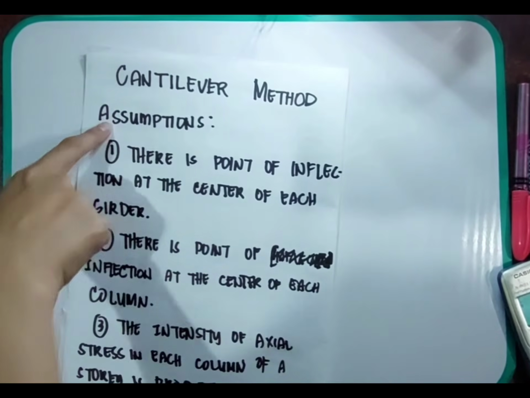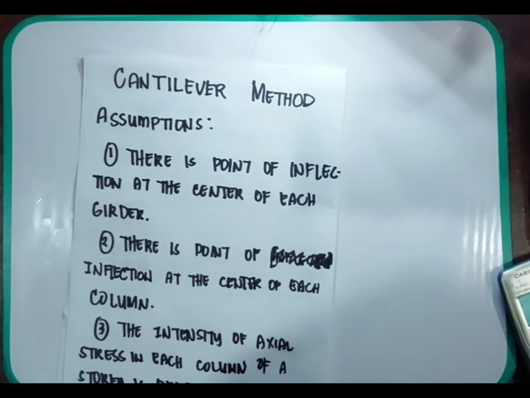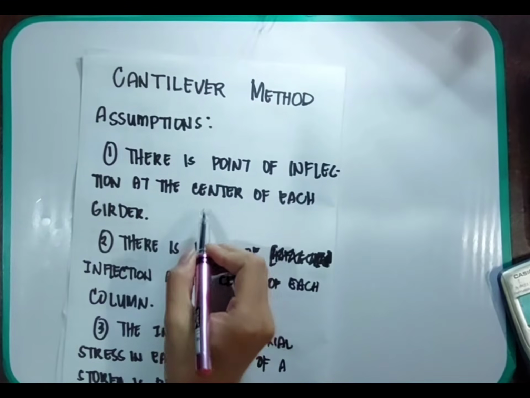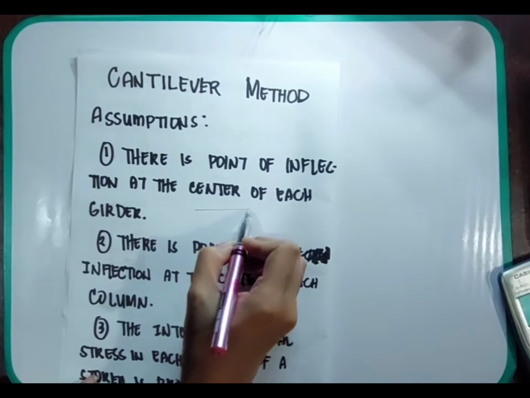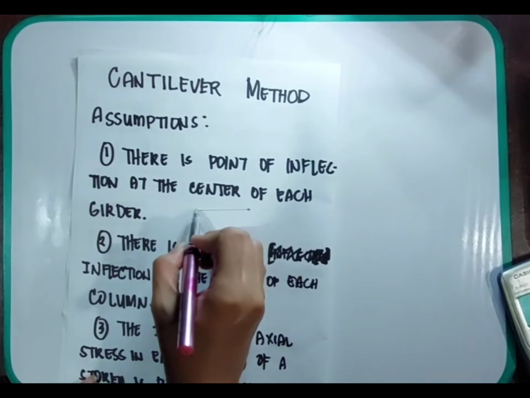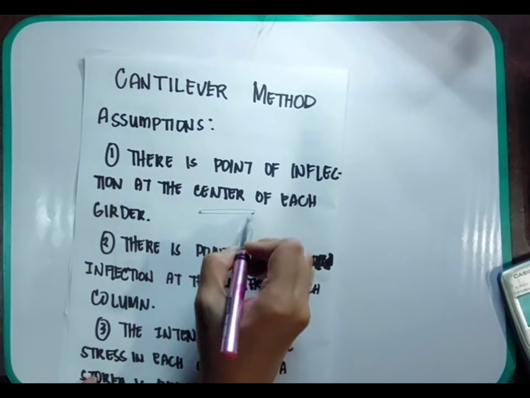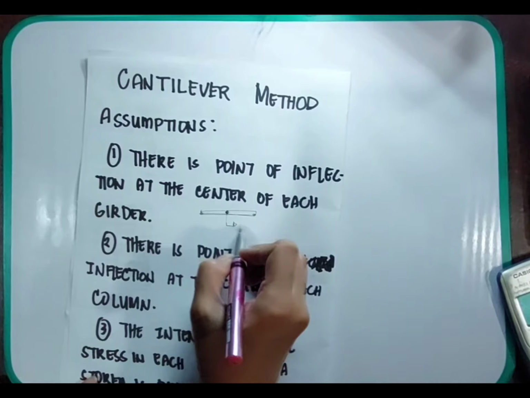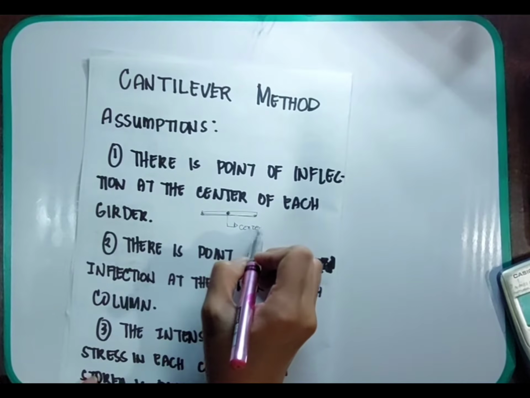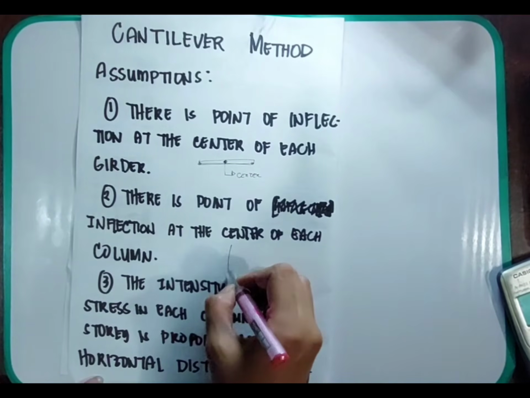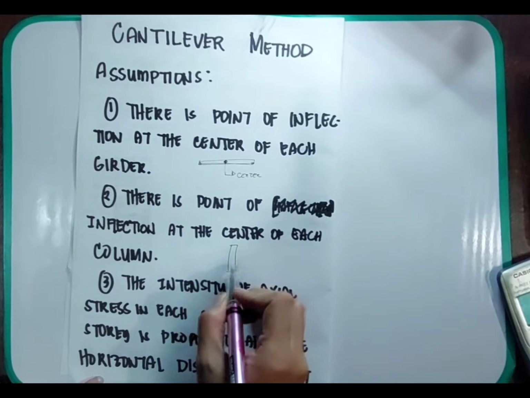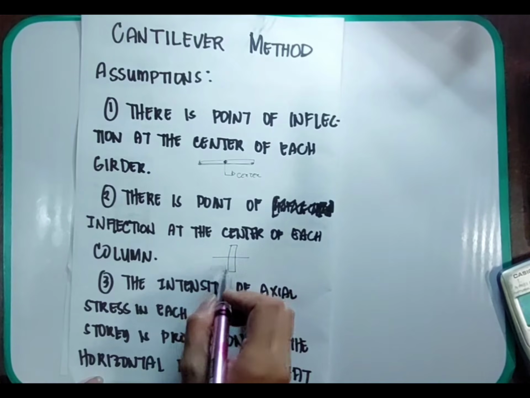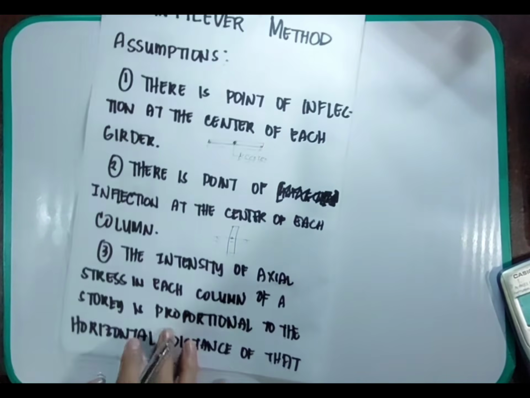So, isa-isa natin i-check kung ano ba yun. Likewise, doon sa sinabi ko sa cantilever method, di ba, meron tayong point of inflection. Alam naman natin yun sa portal method na ito yung girder natin. Okay, edge-edge yan. And then, ito yung point of inflection natin sa center. Okay, always sa center yan. Next, we have point of inflection of column. So, ito yung column natin, and then yung gitna nito would be your point of inflection.